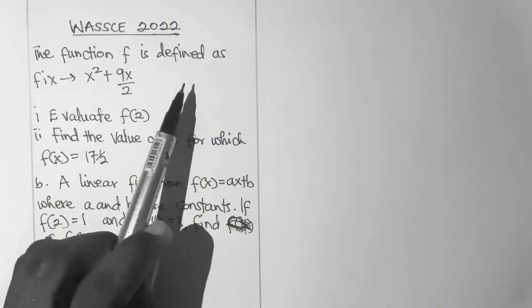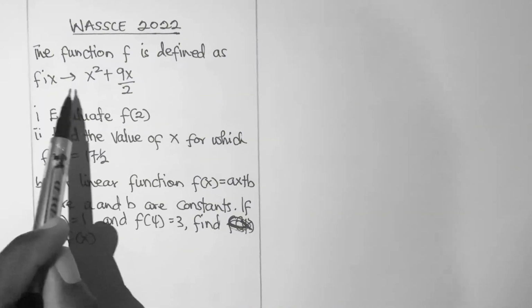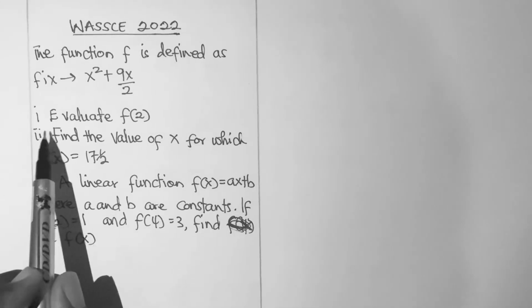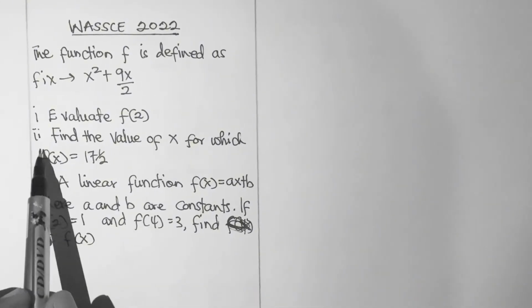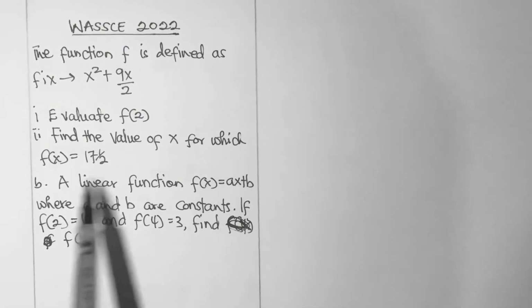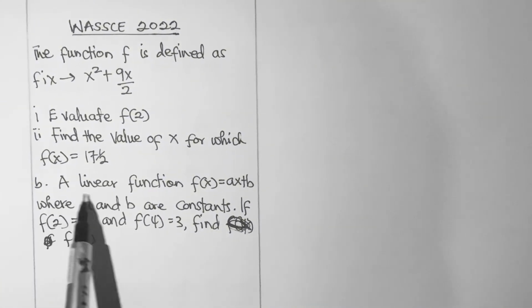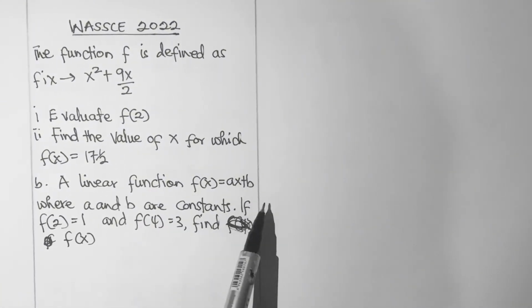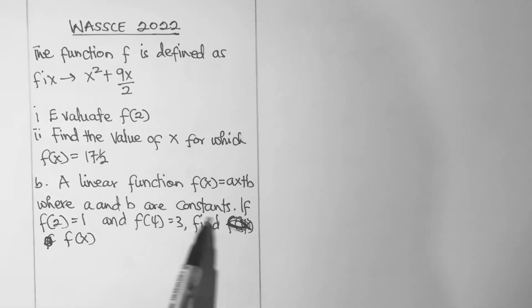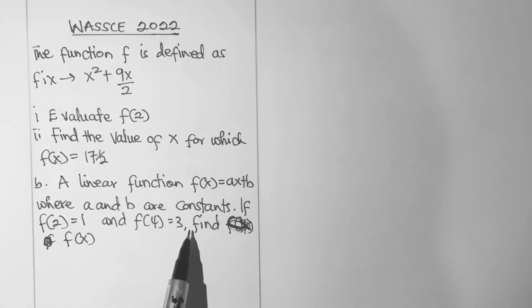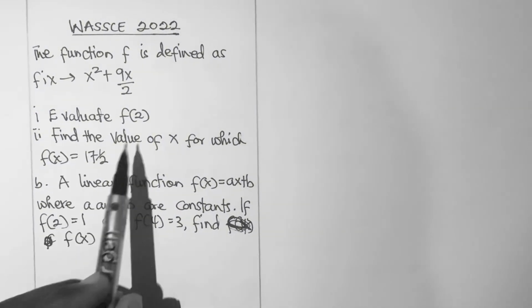The function f is defined as f is such that x maps to x squared plus 9x over 2. I evaluate f of 2. I find the value of x for which f of x equals 17.5. And then b, a linear function f of x equals ax plus b, where a and b are constants. If f of 2 is equal to 1 and f of 4 equals 3, find f of x. So let's start with the first part.